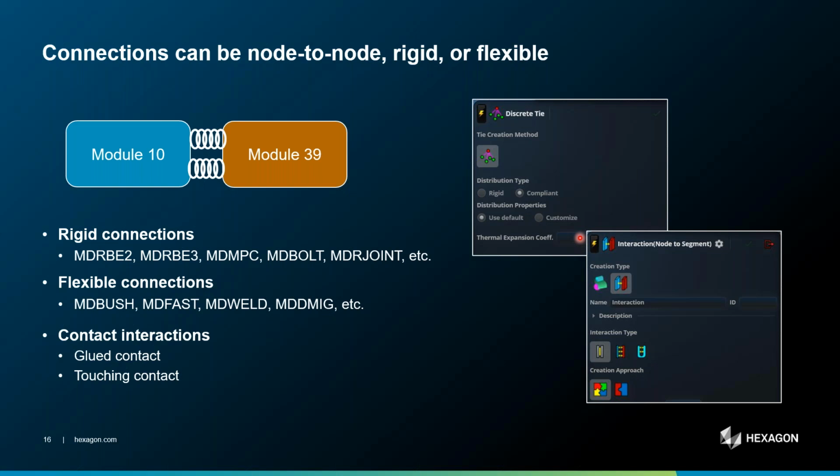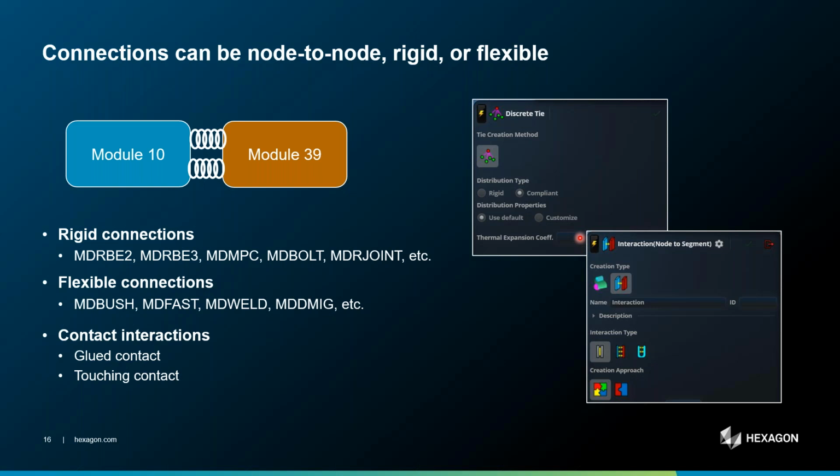Now, in addition to node connections, sometimes there's a need to actually connect with an element. So we do provide rigid and flexible connections. Rigid might be an RBE2, an RBE3, multi-point constraints, or even an R-joint, for instance. Flexible might be a bushing, a fastener, even a DMIG. I find that interesting. It really is just a stiffness. In other words, it's really just a flexible connection between my modules. So I have a lot of opportunity to make sure that I get the connections right so that I can get the results that I want to achieve.